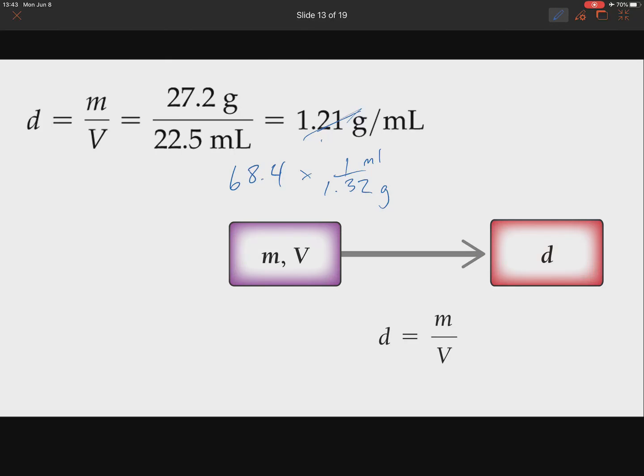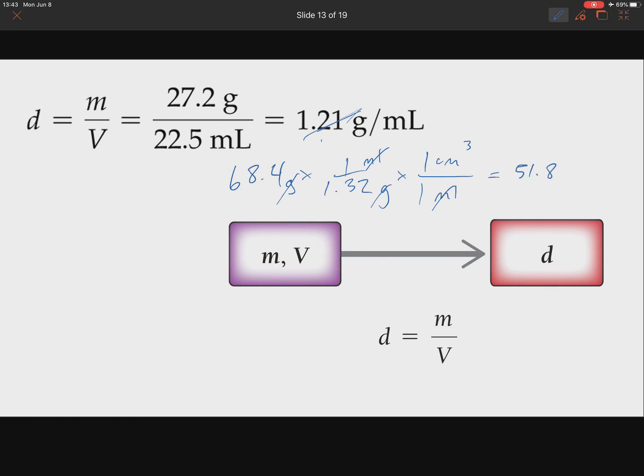So if we do this, just so you can see, what if we wanted this answer in centimeters cubed, right? What if we wanted to convert it to centimeters cubed? No big deal. We could also stick in here 1 mil is 1 centimeters cubed. And then everything would cancel out. The grams would cancel, the mils would cancel. I think 64.8 with this number comes out to be 51.8.